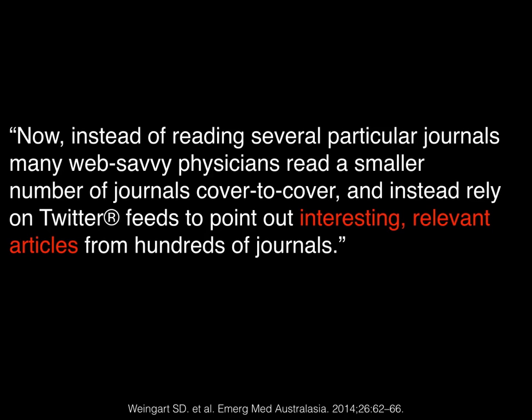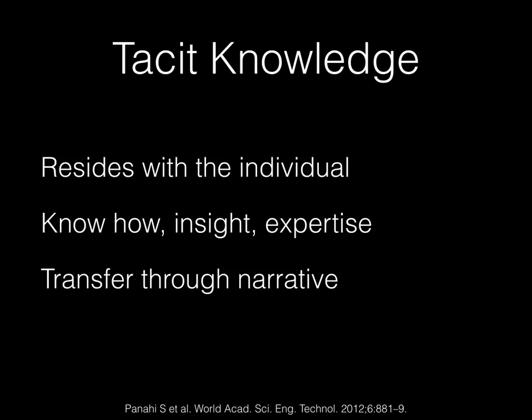Weingart comes back and says that now, instead of reading several particular journals, which we all used to do, you can look at your Twitter feed and find interesting and relevant articles from hundreds of journals, hundreds of articles, and pick out what you need from journals you may never have heard of or would not have routinely looked at. And this then dives into the topic of tacit knowledge.